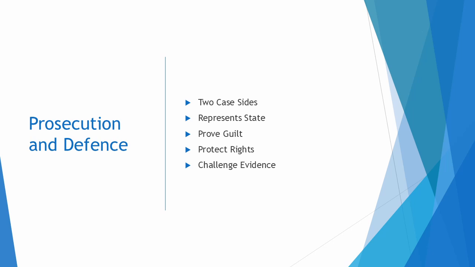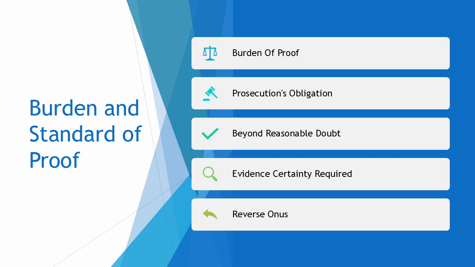In the case, the defense must challenge the prosecution's evidence, provide counter-arguments, and seek to prove the defendant's innocence or mitigate the charges. The burden of proof is the obligation to prove that the defendant committed the crime. In a criminal case, the burden of proof is on the prosecution, which must establish the defendant's guilt.